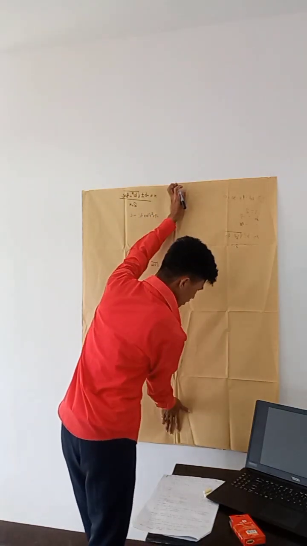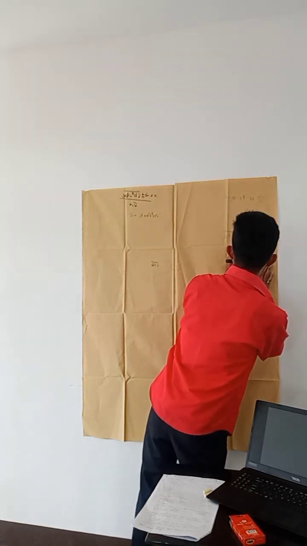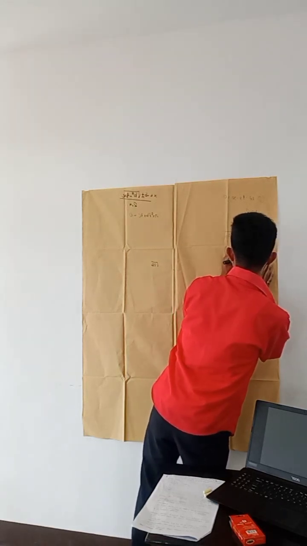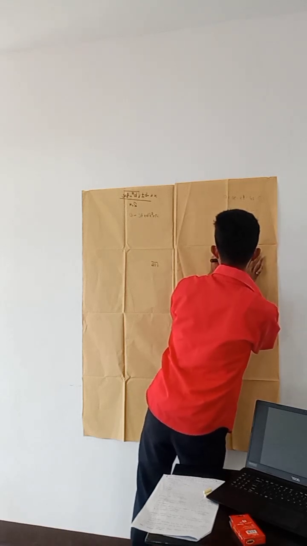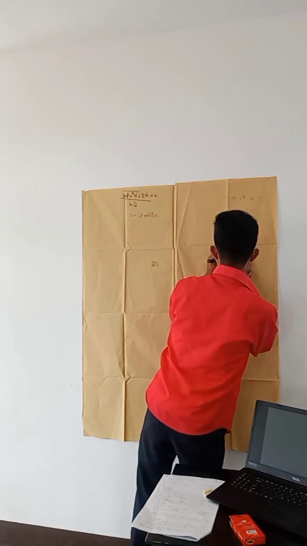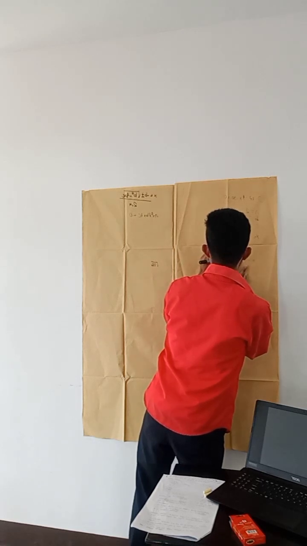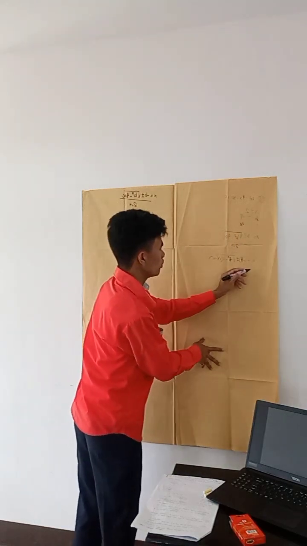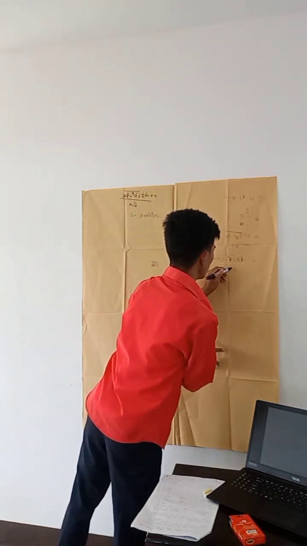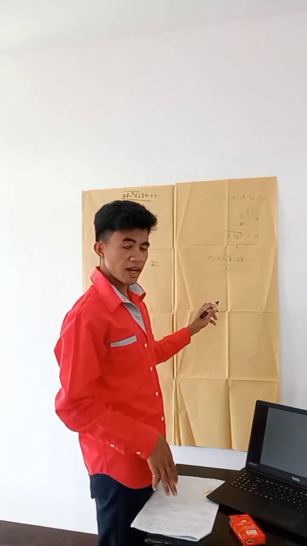Let's substitute the given values. Therefore, negative times negative 4 plus or minus the square root of negative 4 squared minus 4 times 2 times negative 30, over 2 times 2. Is it clear?